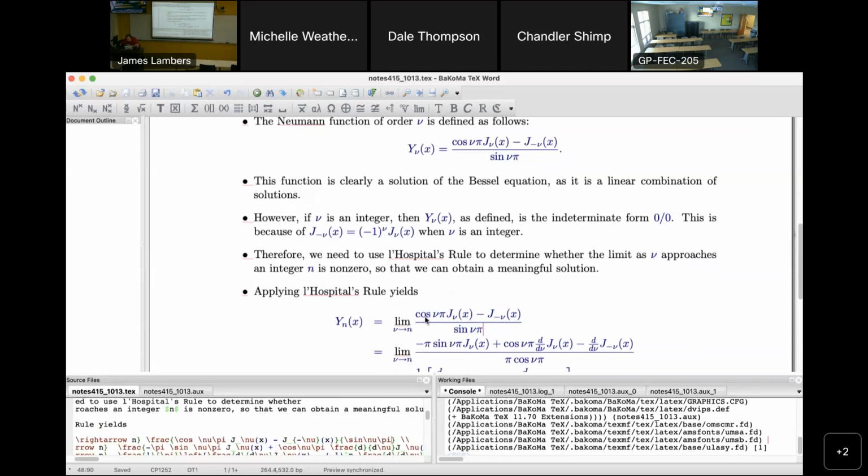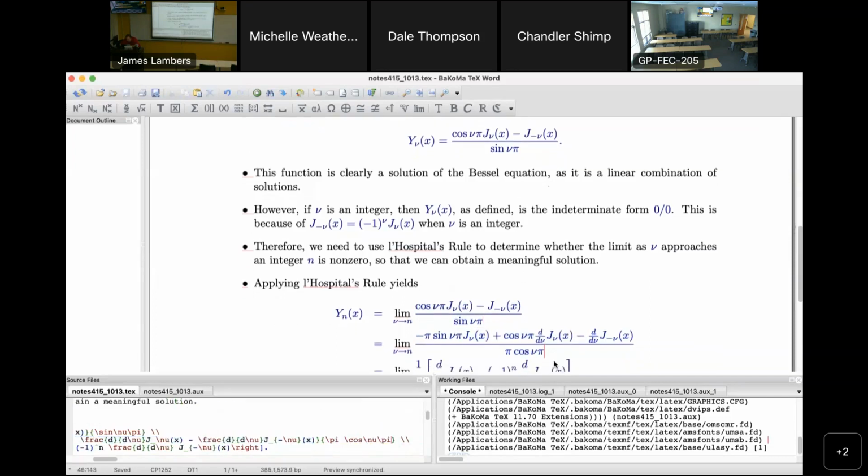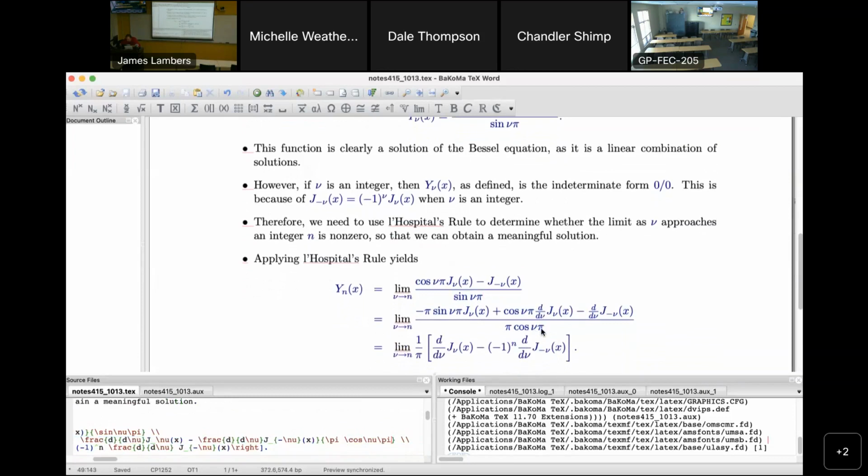Now when you apply L'Hopital's rule, you take a derivative of the numerator and a derivative of the denominator separately. So that's what happens in this step right here. We have pi cosine nu pi down below. Here we needed to use the product rule. That gives me these two terms. Now, as nu approaches an integer, this part is going to become 0. So you can forget about that.